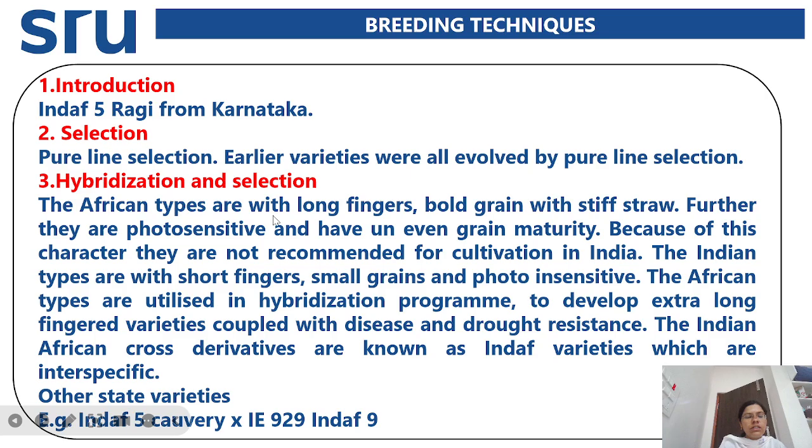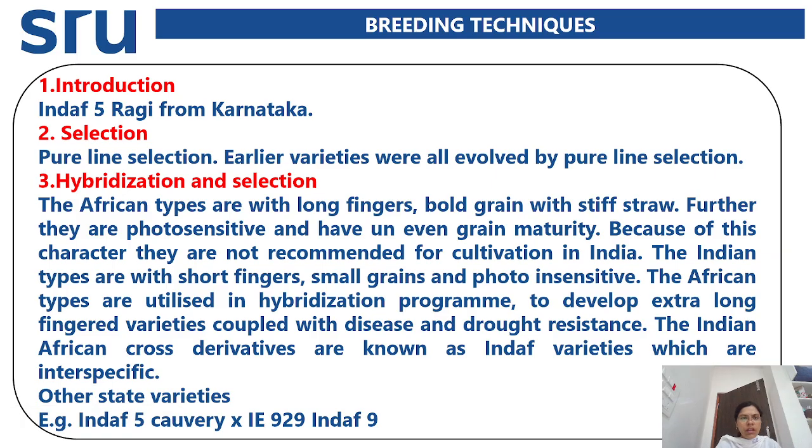In ragi, we have two different types, African types and Indian types. The African types have long fingers, bold grain with stiff straw, but they are photosensitive and have uneven grain maturity. Because of this, they are not recommended for cultivation in India. And next is Indian types. These Indian types have short fingers and small grains, and are photoinsensitive. So the African types are utilized in the hybridization program only, to develop long fingered panicles with disease and drought resistance. The derivatives of the cross between Indian and African types are nothing but the Inda varieties, which are interspecific. Other varieties are Inda 5, Kaveri, which was crossed with IE 929, that is Inda 9.